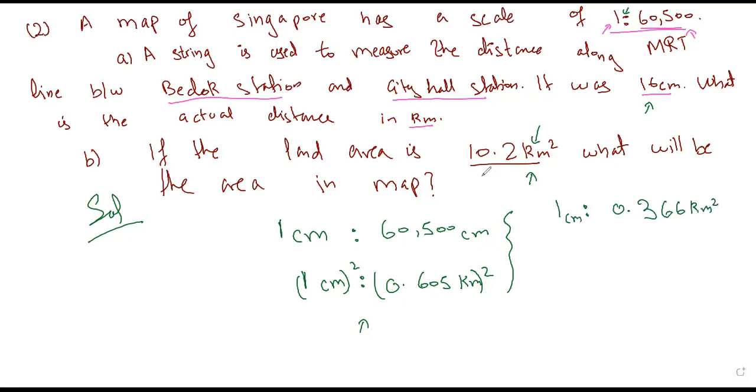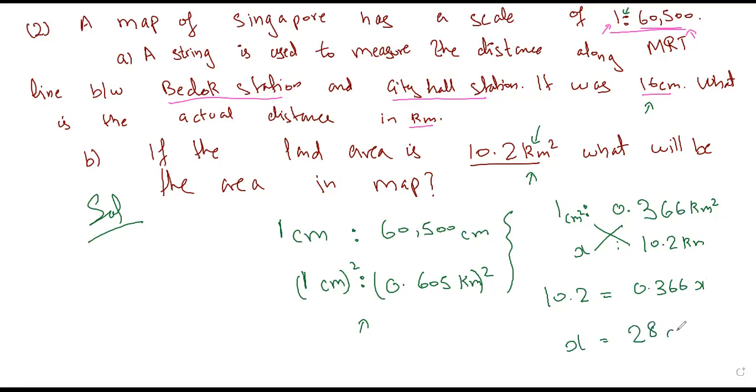And this is in centimeters. So if the land area is 10.2 kilometers square, what would be the area on map? That would be in centimeters square. I will cross multiply: 10.2 equals 0.366 x. Can you tell me the value of x? The value of x is 28 centimeters.